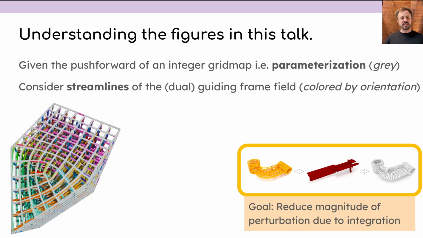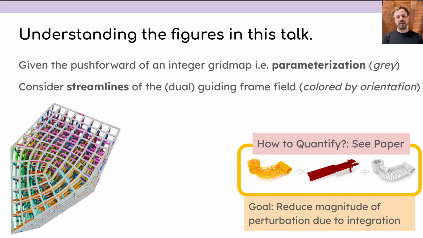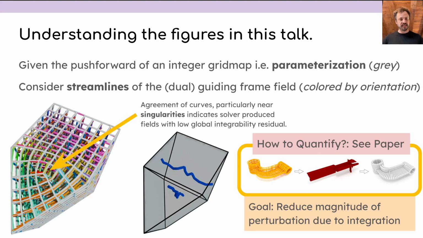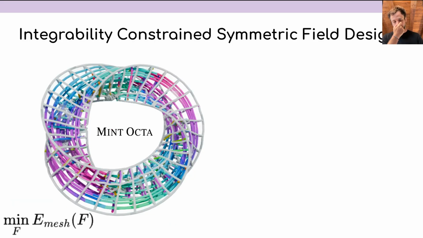So the integration step should not introduce a lot of error. How exactly we quantify this, there are more details in the paper, but qualitatively what you want to see is that these colorful curves and the gray curves should be very close to each other, and that's what you see in this example. So here is an example of a twisted torus. This is a triangular prism which is extruded, twisted, and glued together. And here we're just minimizing the E-mesh objective.